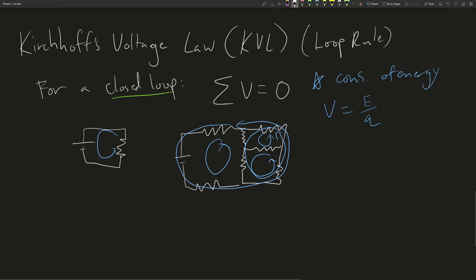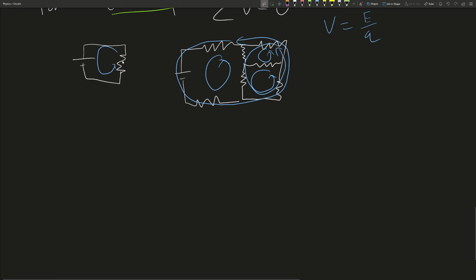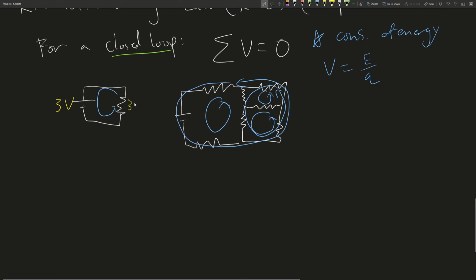Now, let's think about why this is true. If you have a loop here, the sum voltage has to be equal to 0. Let's say this is a 3-volt battery, and then this is a resistor. The resistor also has 3 volts across it, but in the opposite direction. So when we're going around the loop, we have to remember this is signed voltage, which means you have to pay attention to whether voltage is increasing or decreasing as you go around the loop.